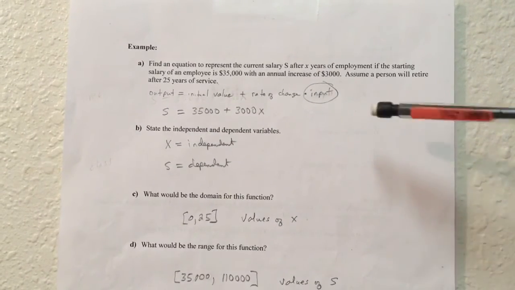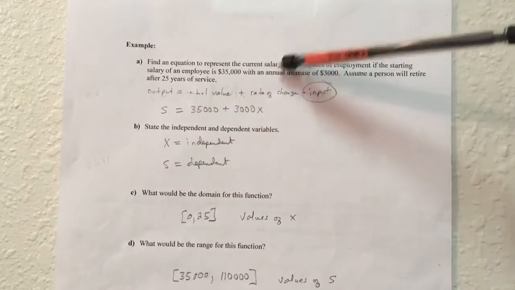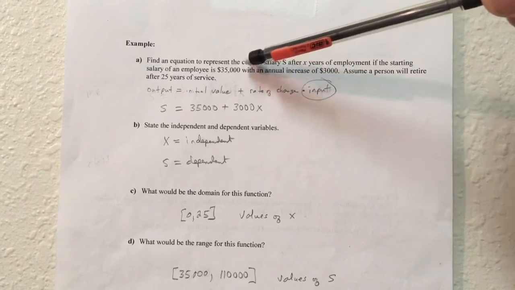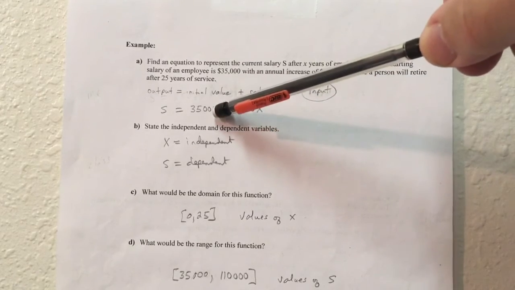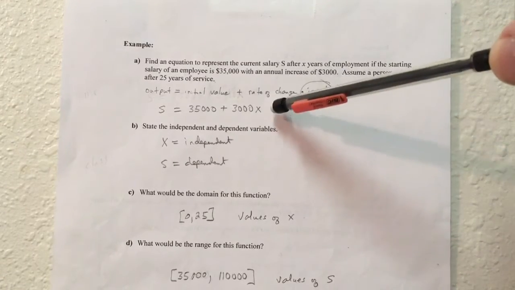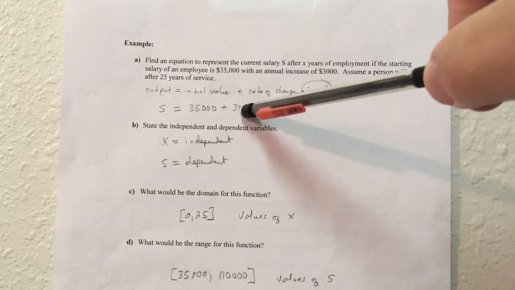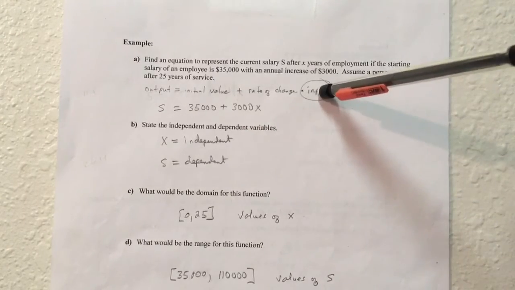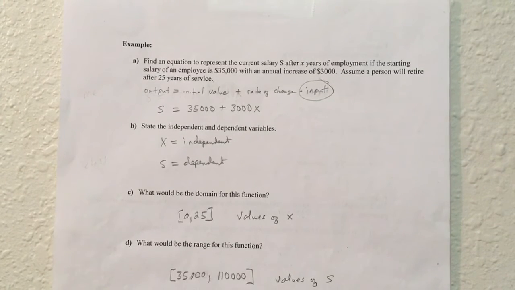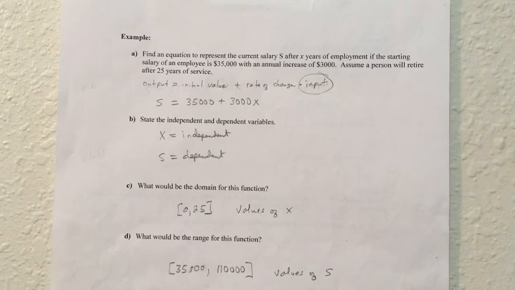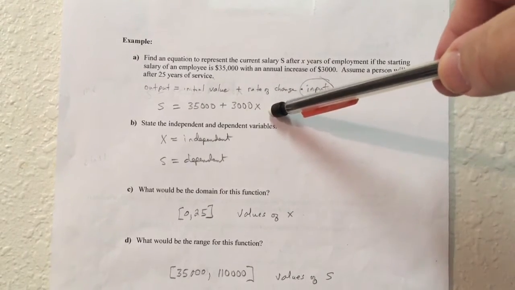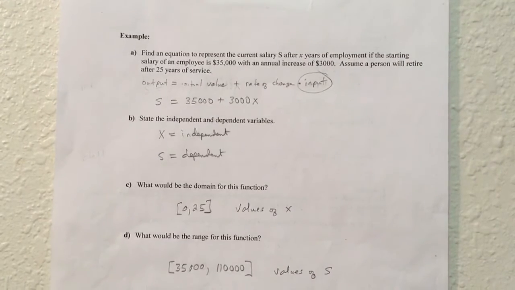Well, in this case, the output is the salary of the individual, S. The initial value is the starting salary for an employee, which is $35,000. The rate of change is the annual increase in a person's salary, which is $3,000. And the input is X, the number of years that a person has been employed by this company. So salary S is equal to 35,000 plus 3,000 times X, where X is the number of years of service.